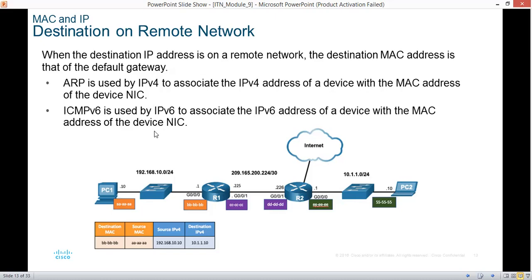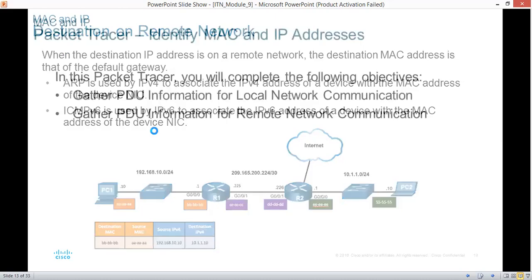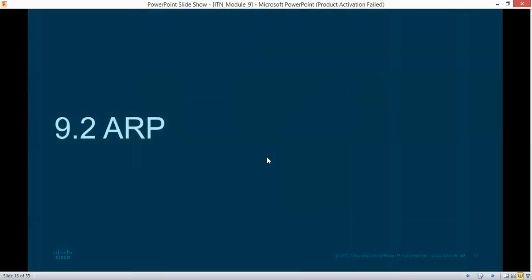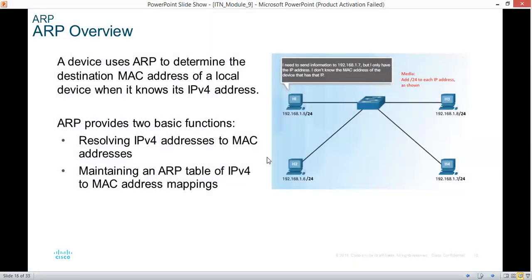Please remember, when we say the MAC address of the device NIC, we're still talking about your media access control. Okay, so the Packet Tracer here is identifying MAC and IP addresses. In this Packet Tracer, you complete the following objective: you gather PDU information for local communication. I would advise that when you're reading through the curriculum itself, try as much as possible to carry out these lab activities. It's there on the curriculum, but not as part of your assessment, just for your lab practice. So ARP, let's look at ARP proper.